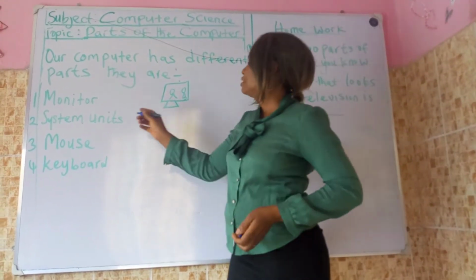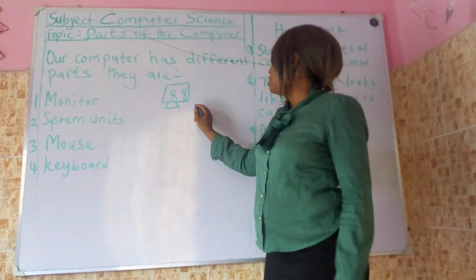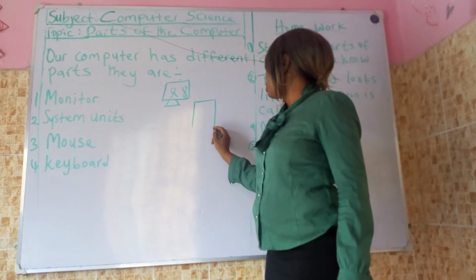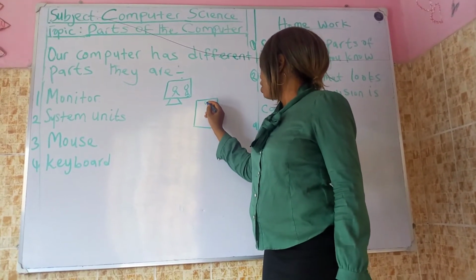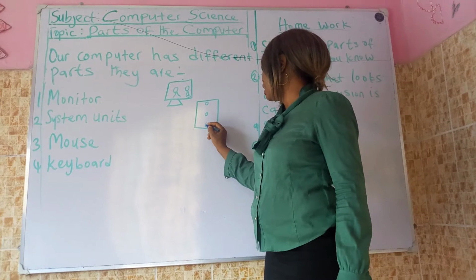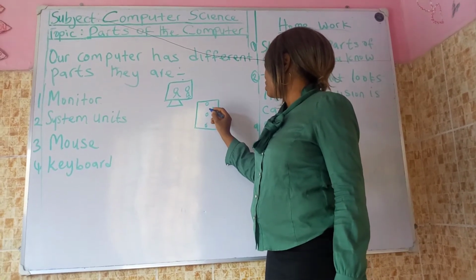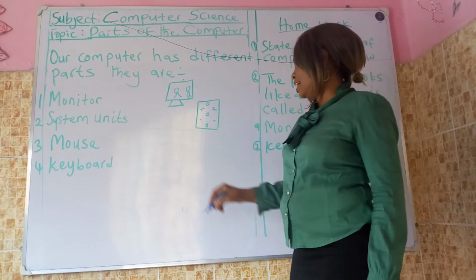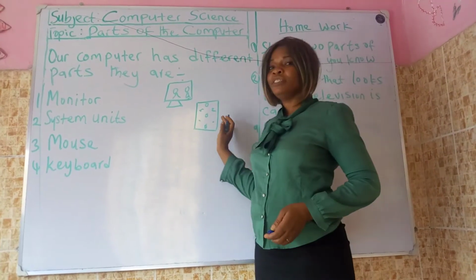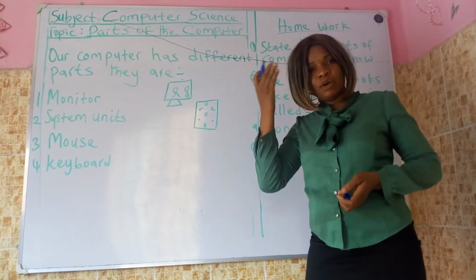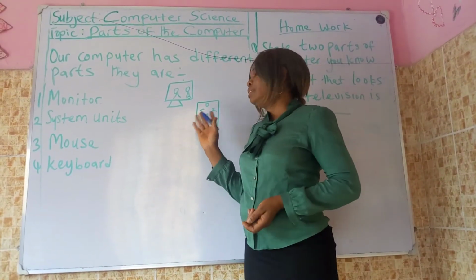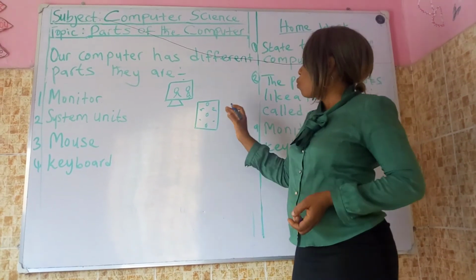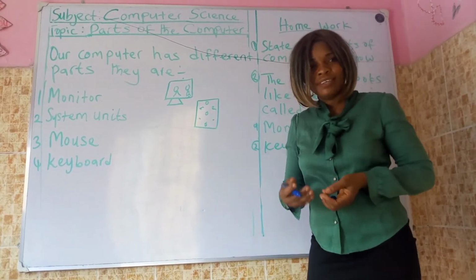Number 2 is our system unit. This is how our system unit looks like. It has different inbuilt parts in there. This system unit is like the brain of the computer. This is where the work is done.